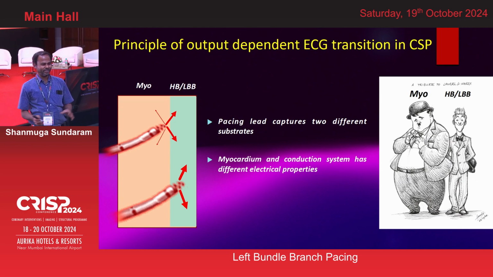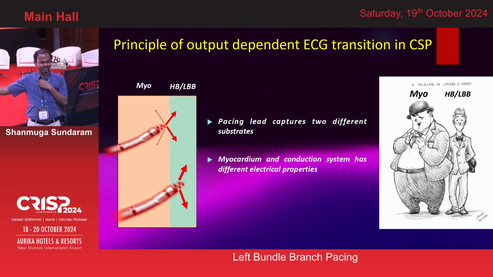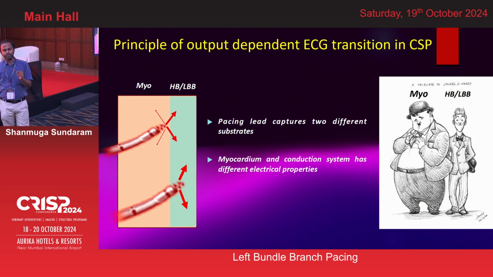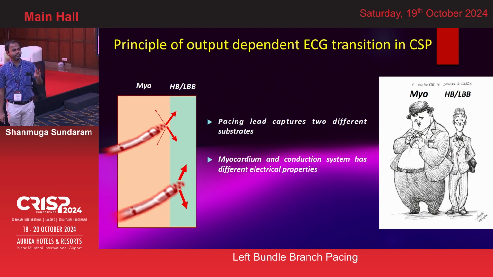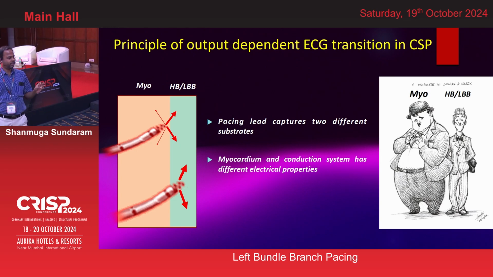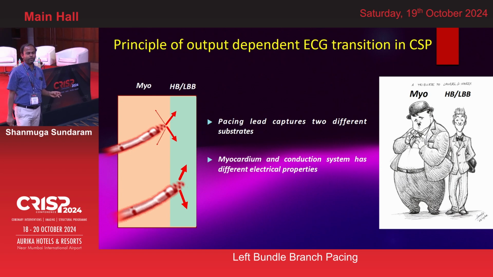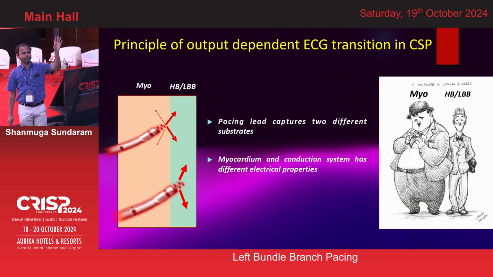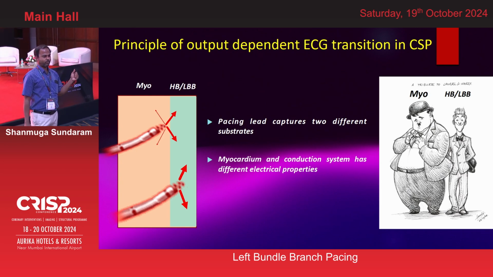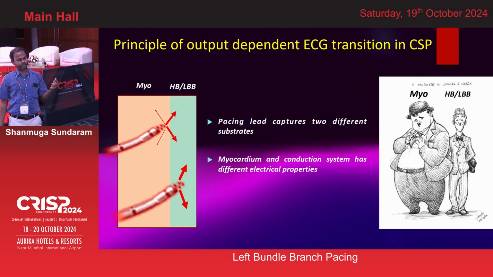So I specifically avoid discussing this, but this cartoon will explain this ECG QRS transition. Basically, the pacing lead is deployed inside the septum, where there are two things: one is the muscle fiber, and the second is the conduction system fiber. So a single lead is capturing two different substrates, which have two different electrical properties. Both do not have the same excitability. One will conduct very fast but recover slow, the other will conduct really slow but recover fast.